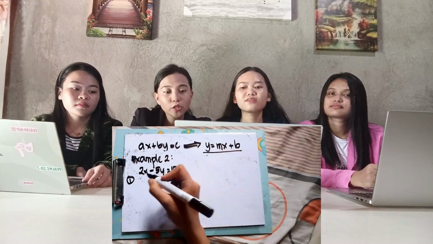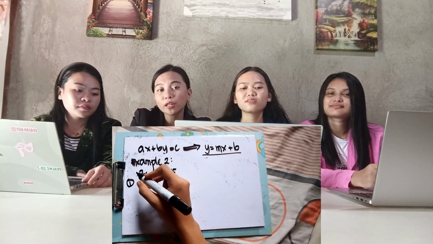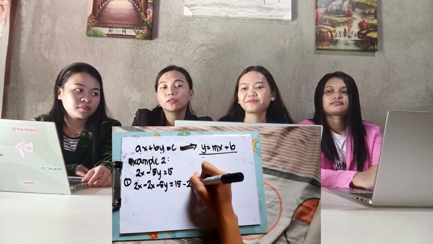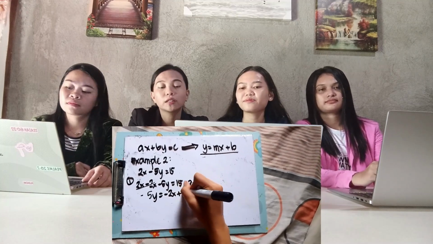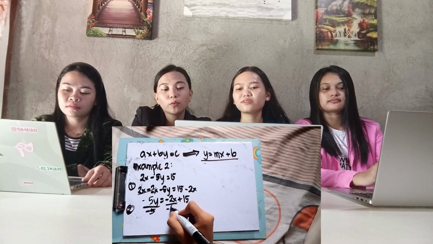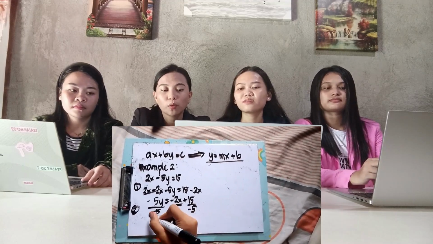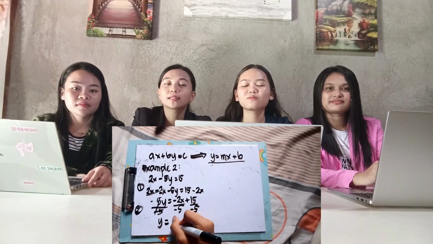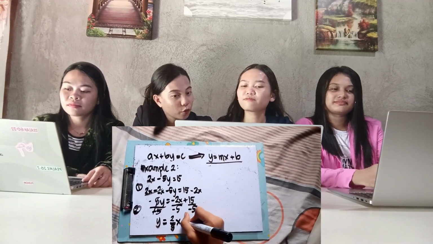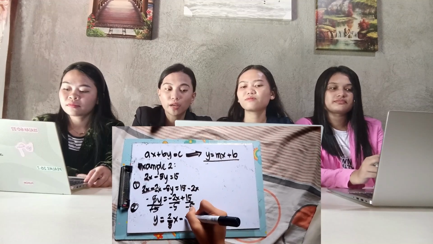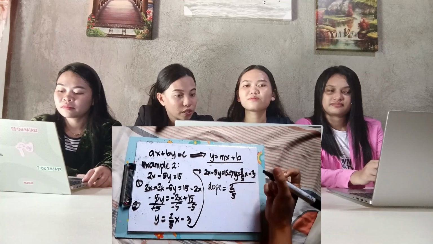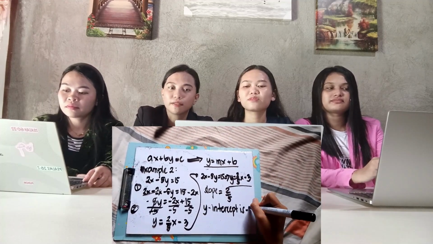Oh, that's great! Thanks, Justin! Ruby, can you take us through another example? Okay, sure. Let's convert the equation 2x minus 5y equals 15 to slope-intercept form. First, we need to move the x term to the other side by subtracting 2x from both sides. So it will be negative 5y equals negative 2x plus 15. Next, we're going to divide everything by negative 5 to isolate y. So y equals 2 over 5 x minus 3. So the slope-intercept form is y equals 2 over 5 x minus 3. In this case, the slope is 2/5 and the y-intercept is negative 3.